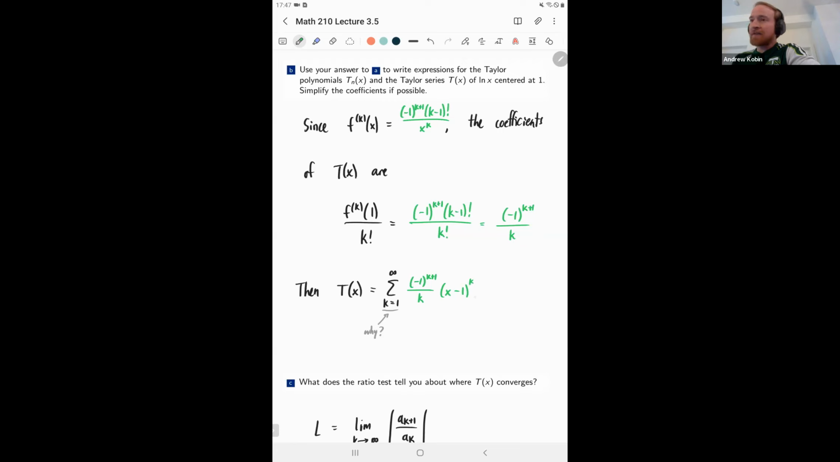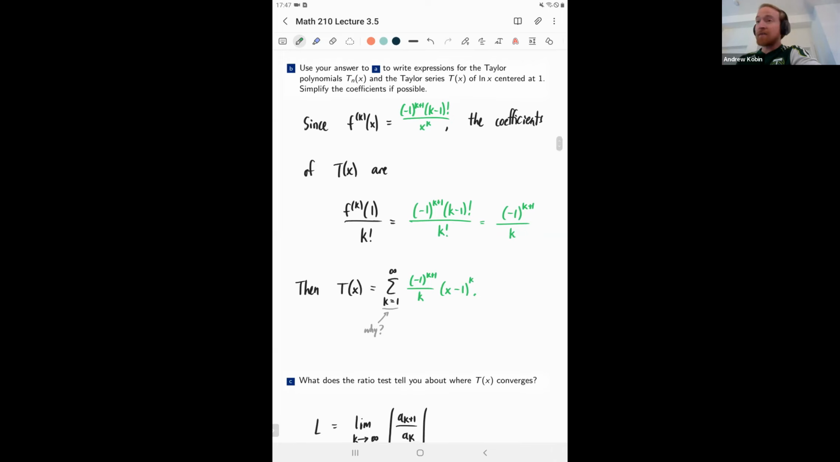I pointed to the fact that I started at k equals 1 instead of k equals 0. If k equals 0, we have a problem because we can't divide by 0. But I want you to think carefully about why it makes sense to start at k equals 1, even though the general definition a few slides ago started at k equals 0. What do the terms of a Taylor series mean? Think about Taylor polynomials in particular.